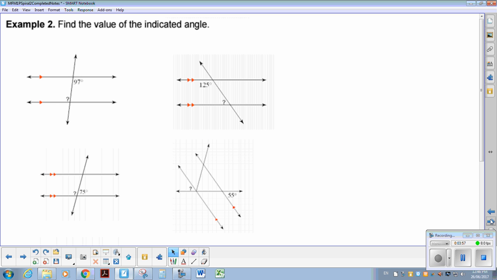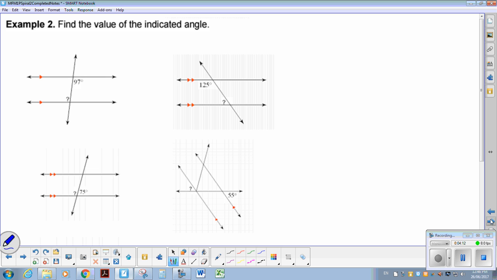Flipping over, looking at the next note, we have examples. It says find the indicated angle. What you could do if you want, you can pause the video at this point and try them on your own. Okay, now that you tried them on your own, let's take a look and see how you did.